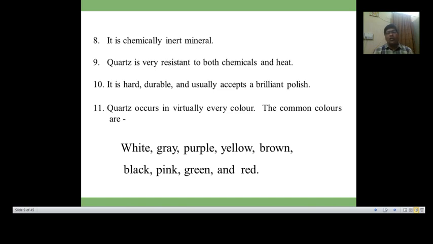The eleventh property: quartz occurs in virtually every color. There are many colors in which quartz is available; it has no single color. The common colors are white, gray, purple, yellow, brown, black, pink, green, and red. Many more colors are there, so we are able to get quartz in different colors.